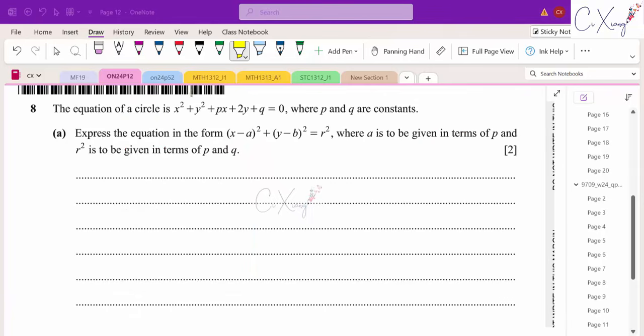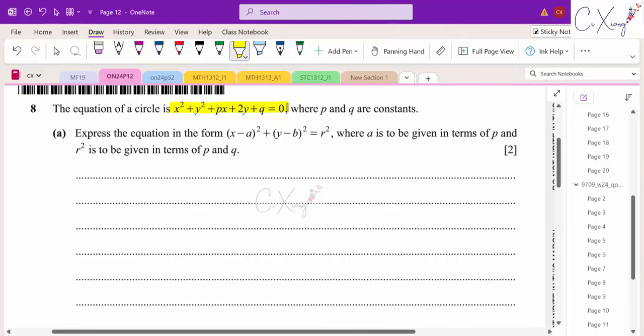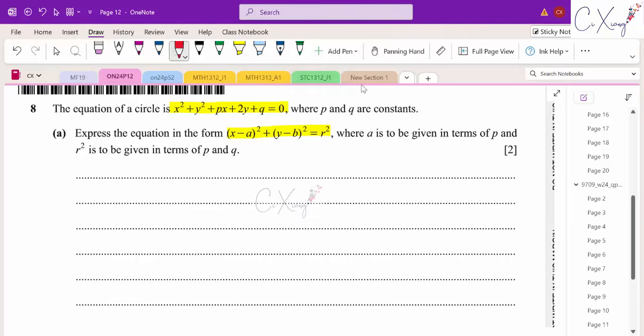We are now at question number 8. We are given an equation of circle in general form, and then they want us to put it into this standard form, where a is to be given in terms of p and also r squared is to be given in terms of p and q. Alright, so for your information, from general form to standard form, basically you have to carry out completing the square. And you have to complete the square for both x and y. Alright, so let us start.